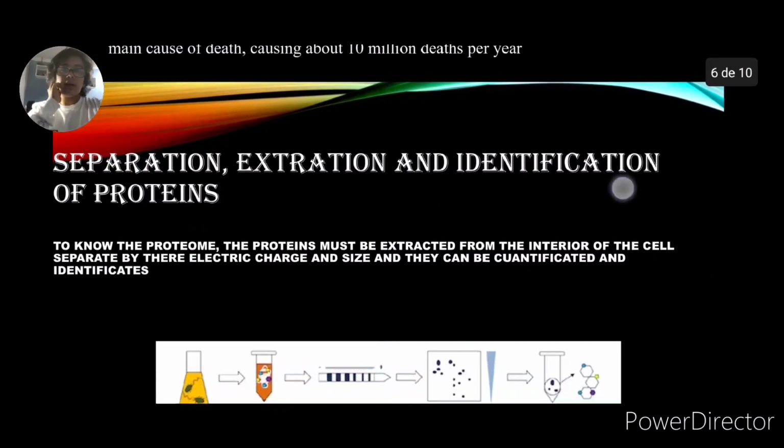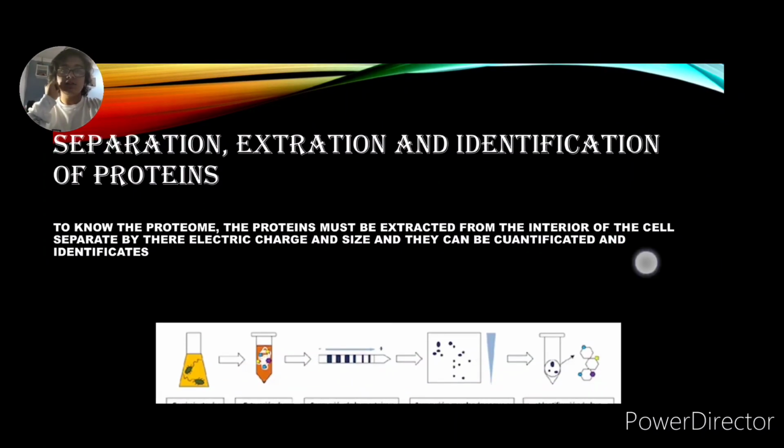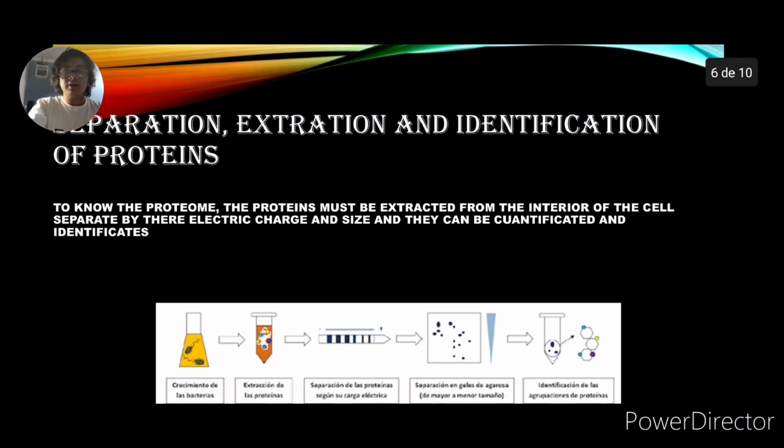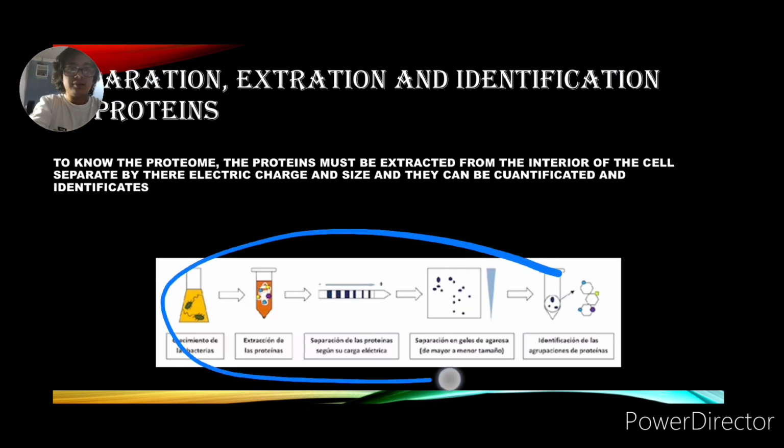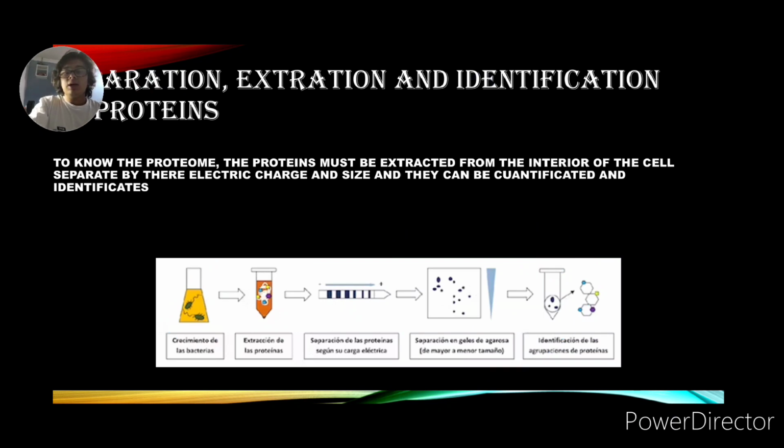Now I speak about the separation, extraction, and identification of proteins. So here we have an example of this topic. To know the proteome, the proteins must be extracted from the interior of the cell, separated by their electric charge and size, and then they can be quantified and identified.